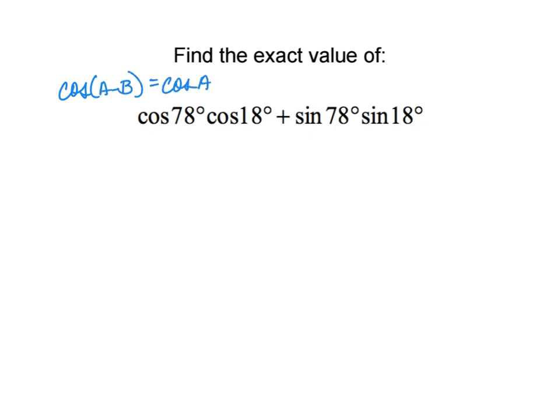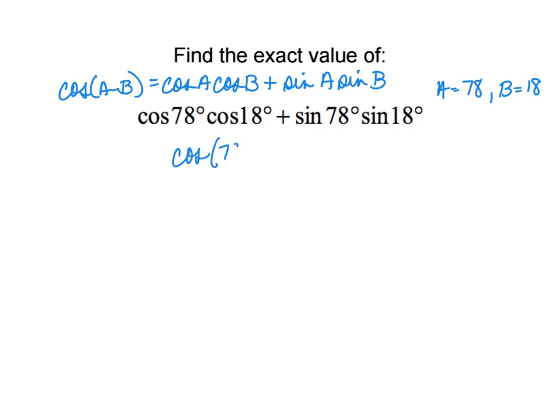Cosette is with her sister. Their signs are not the same. So looking at this, I know that A is 78 and B is 18. So I can rewrite this as cosine of 78 minus 18. Well, 78 minus 18 is just 60. So this is the same as cosine of 60.